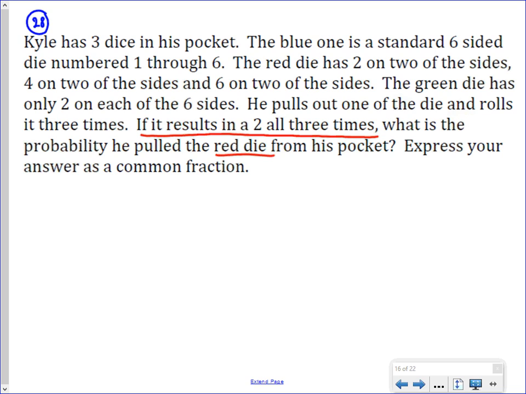Conditional probability is usually written like this: probability of A given B, where A is what you want to happen, which is getting a red die in this case, and B is the given. The way we calculate that is we ask, what's the probability of B happening, which is getting a 2 all 3 times. Then we also want to calculate, if it gets a 2 all 3 times, what's the probability that it was a red?